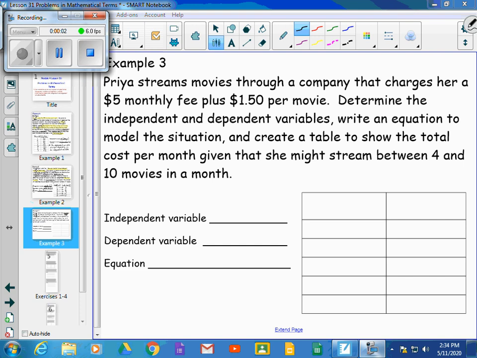Example 3. Priya streams movies through a company that charges her a $5 monthly fee plus $1.50 per movie. Determine the independent and dependent variables, write an equation to model the situation, and create a table to show the total cost per month given that she might stream between 4 and 10 movies in a month.